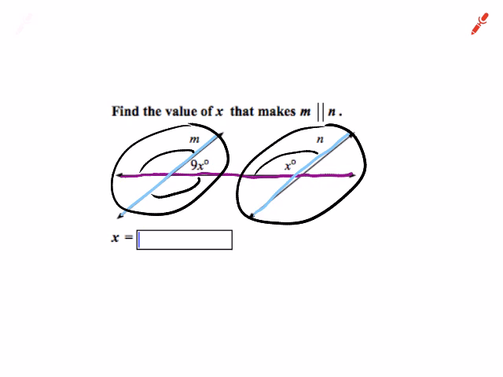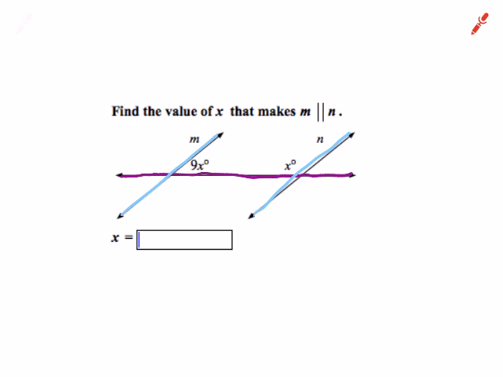So I'm going to go back a little bit. Get rid of some of these lines. Okay, so knowing that, we can say that if this is x degrees, then so is that one. And if this is 9x degrees, then so is that one. We also have vertical angles, which means that this one's x degrees and this one's 9x degrees, and that this one is x degrees and this one is 9x degrees.